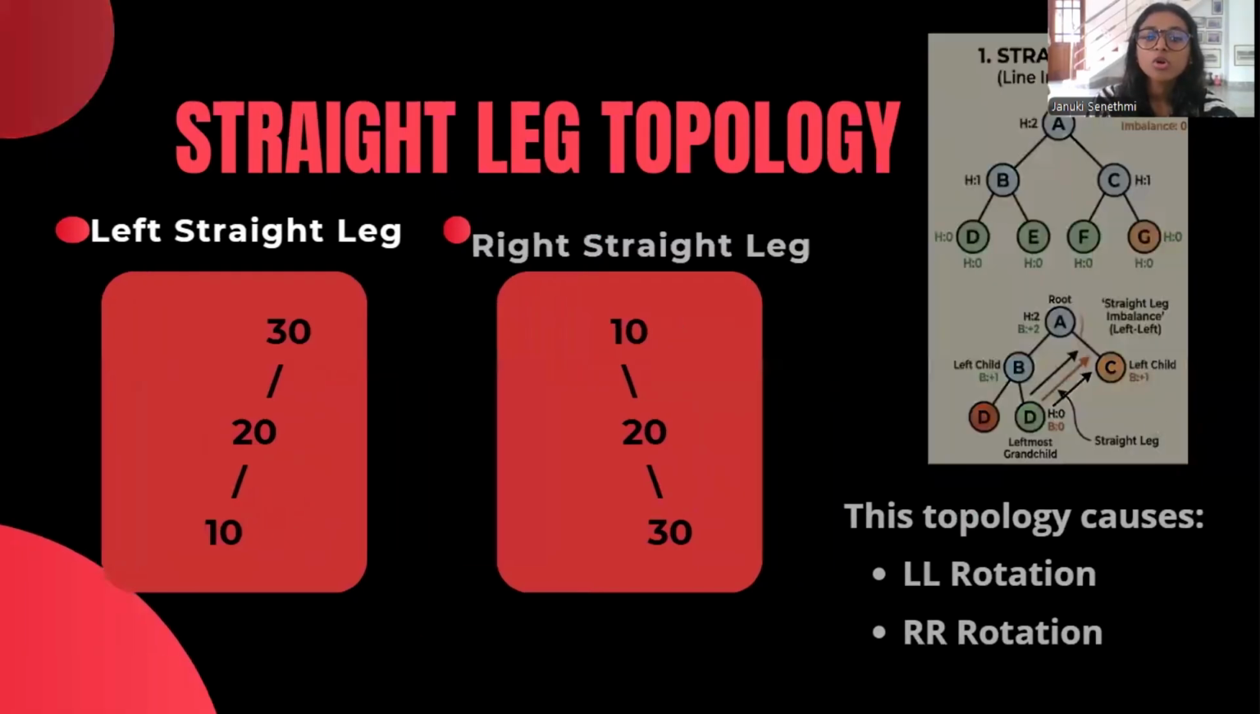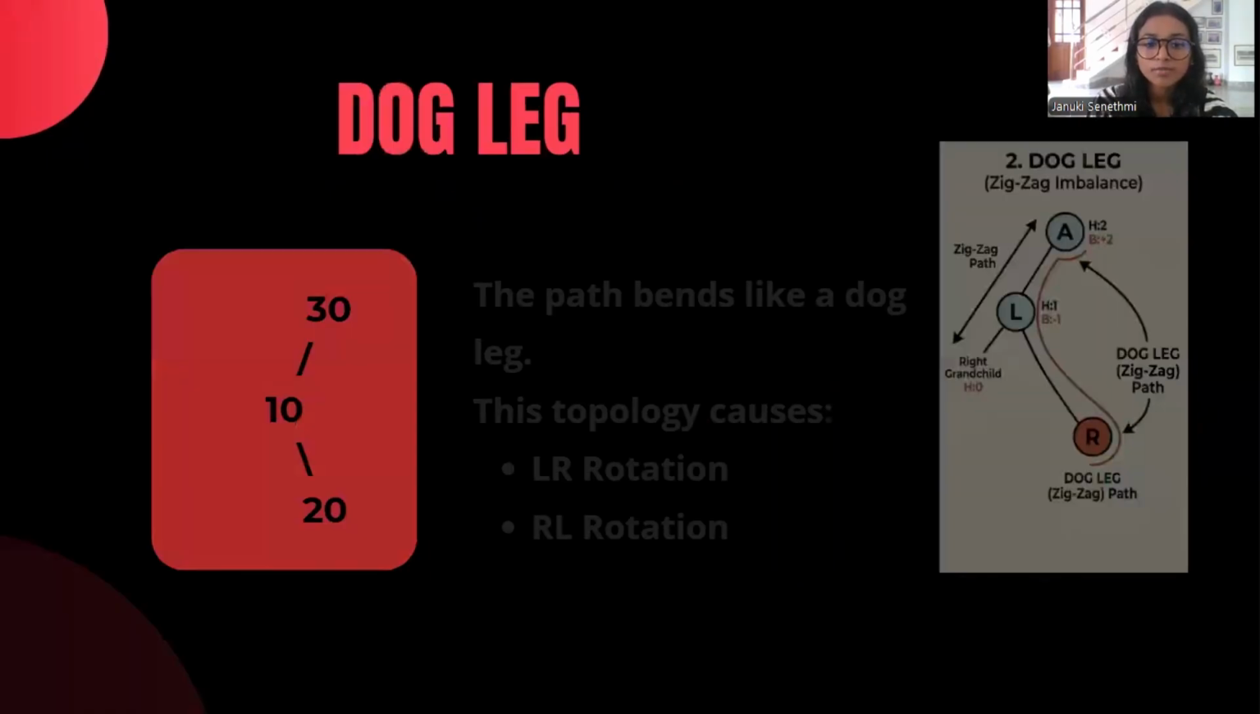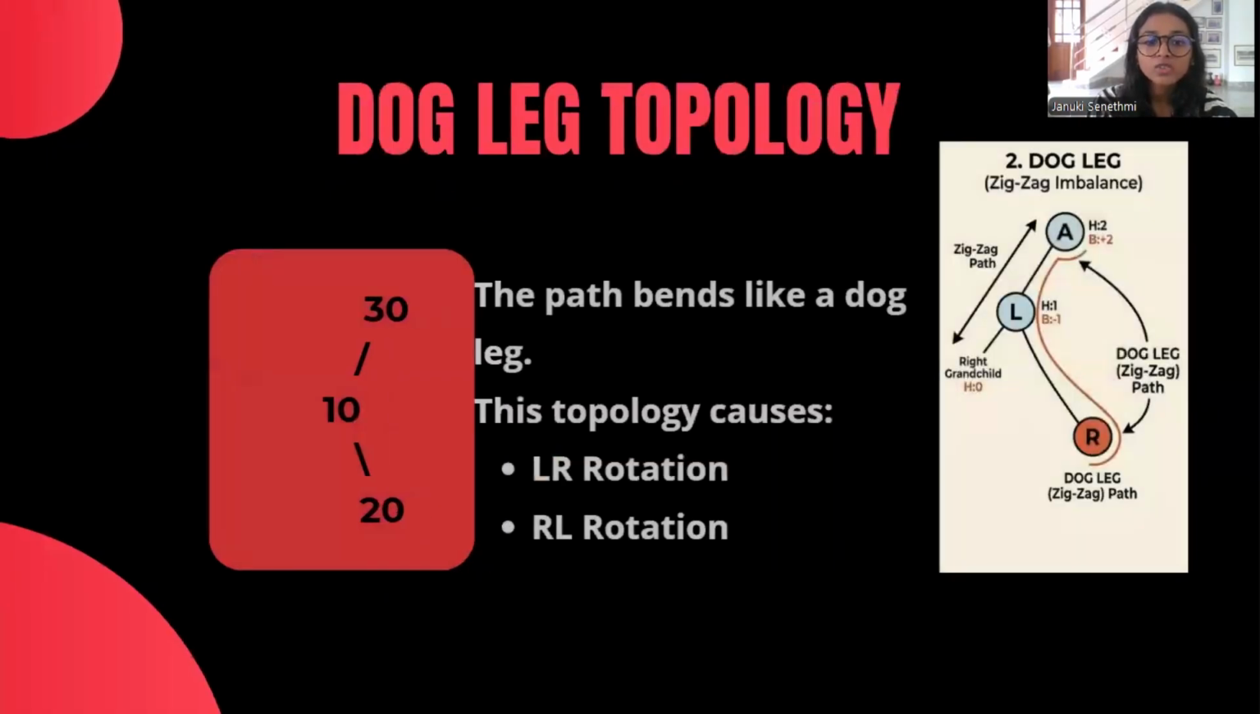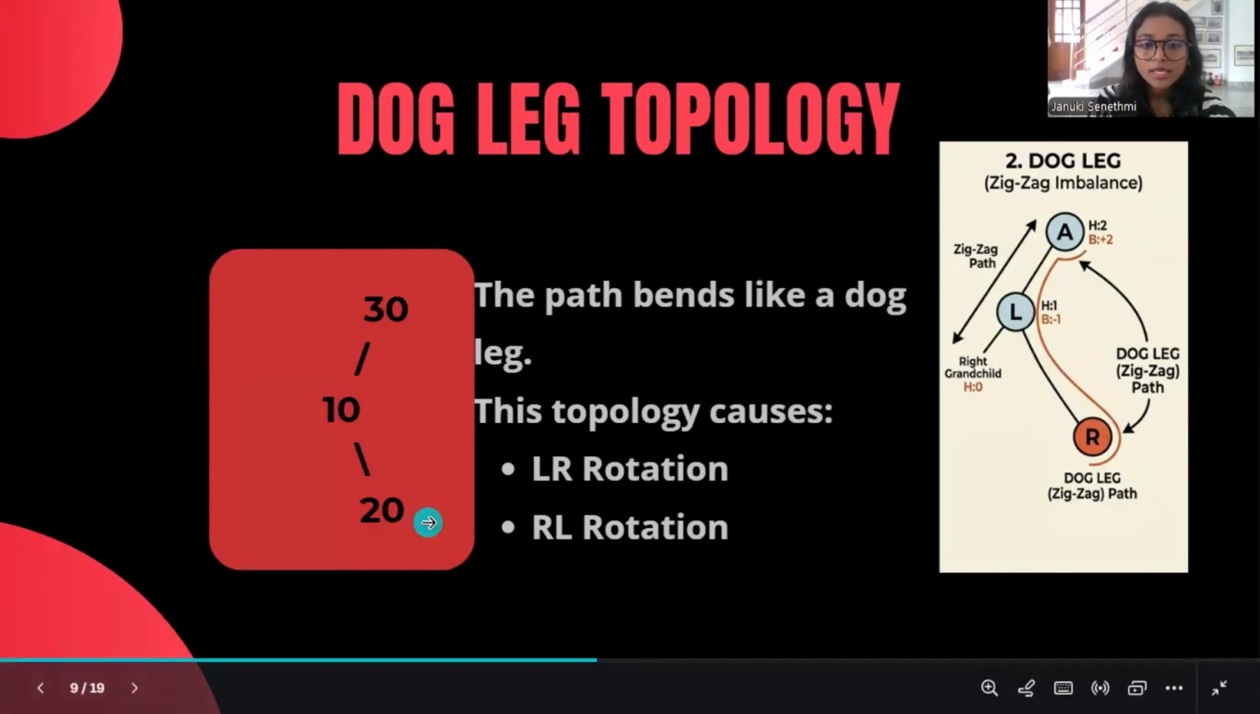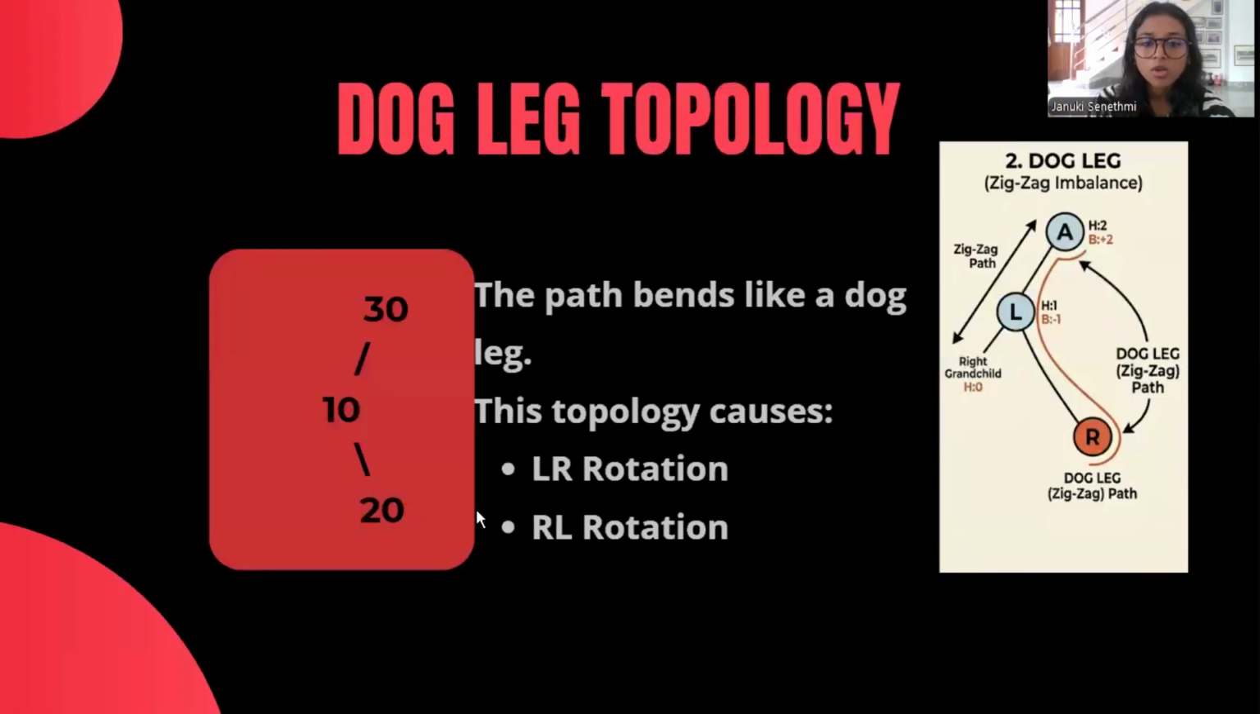Let's talk about dog leg topology. It forms a bent structure. The path changes direction instead of continuing straight. This type of structure causes left-right rotations or right-left rotations. These are also called double rotations because two rotations are performed.